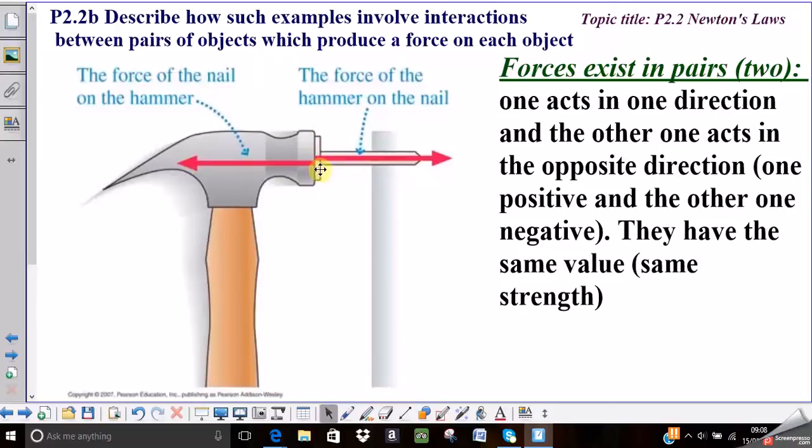Think about it like you're clapping your hands. If you're clapping softer, well, you feel on both hands a softer impact. As you're clapping harder, you're going to feel a harder impact on both hands. So this is the fact that the forces come in pairs, two of them, and they have exactly the same value, the same strength. The only difference is that one is going to the right, one is going to the left.